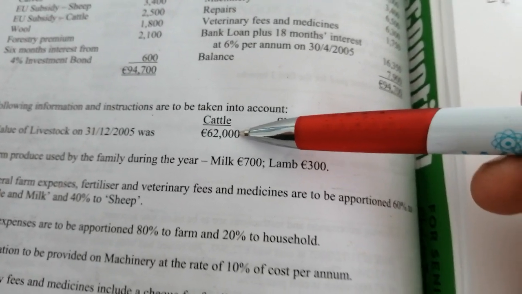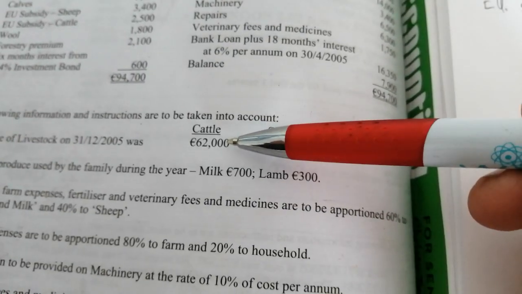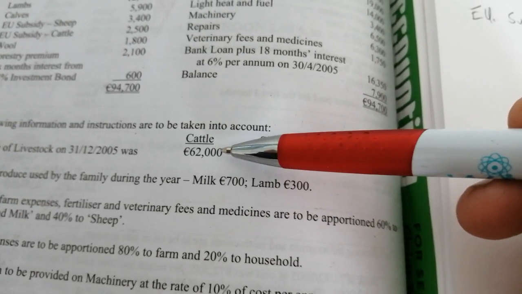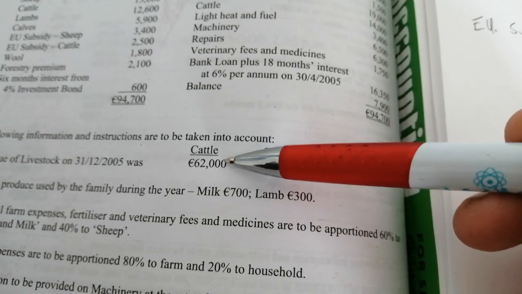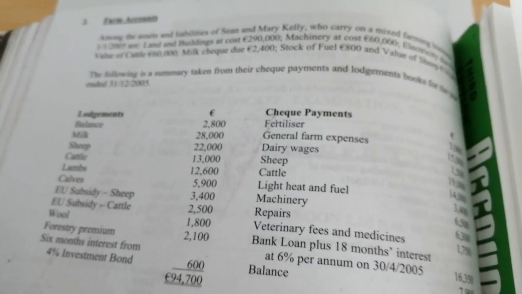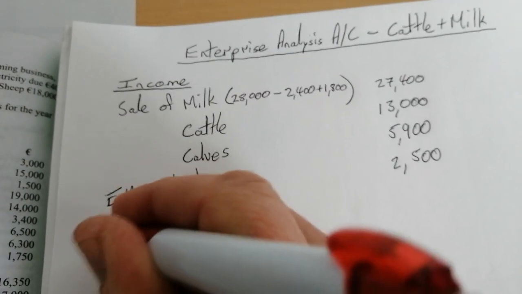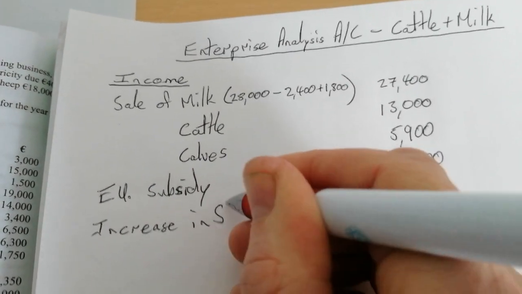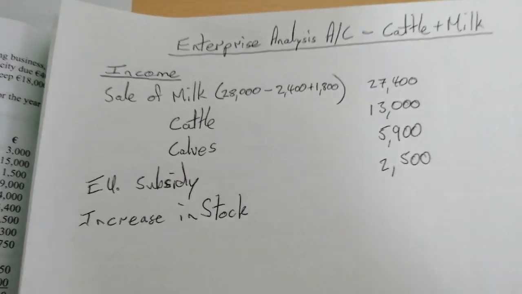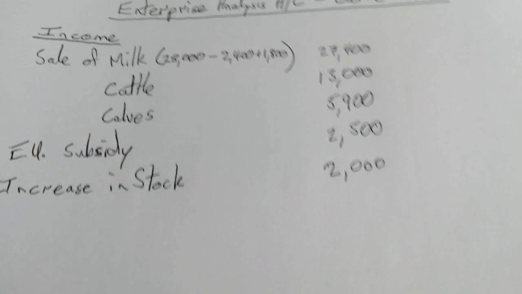Now, if the value of your cattle goes up during the year, then it goes into the income as increase in cattle, or increase in stock, if you like, increase in livestock. So if there is a decrease, it goes in as expenditure. So in this case, it went from 60,000 up there, we see, to 62,000 down here. So increase in stock, 2,000.